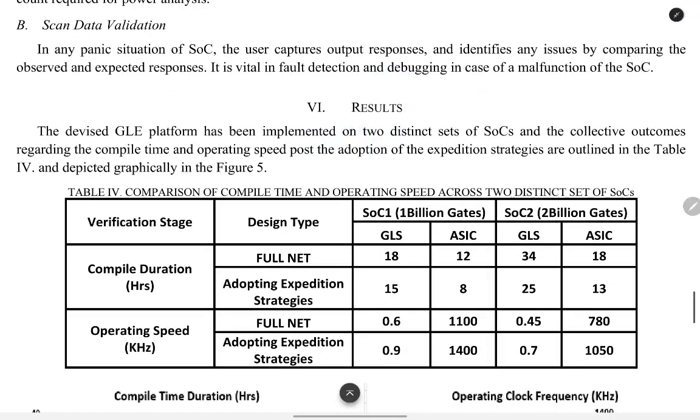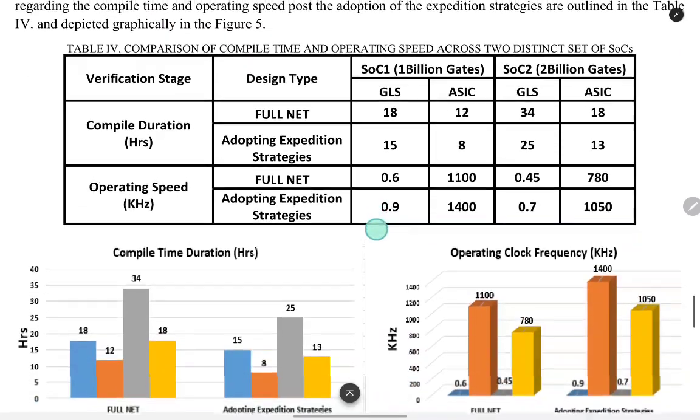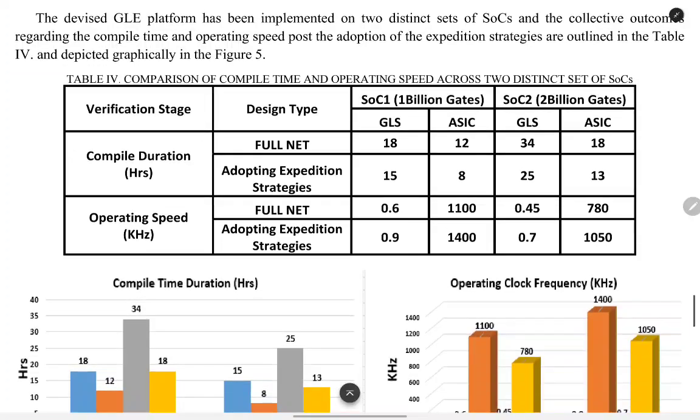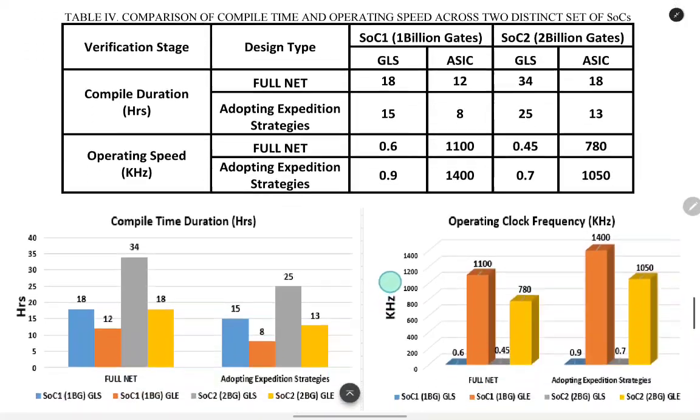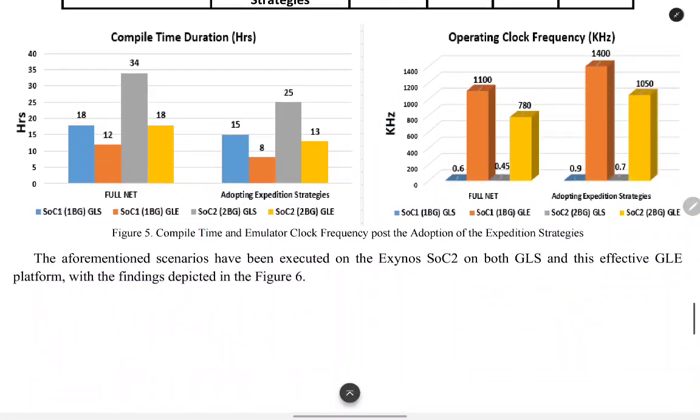Result. The developed GLE platform has been implemented on two distinct sets of SoCs, and the collective outcomes regarding the compile time and operating speed post the adoption of the expedition strategies are outlined in Table 4 and depicted graphically in Figure 5. Table 4 is a comparison of compile time and operating speed across the two distinct sets of SoCs. Figure 5 shows compile time and emulator clock frequency post adoption of the expedition strategies.